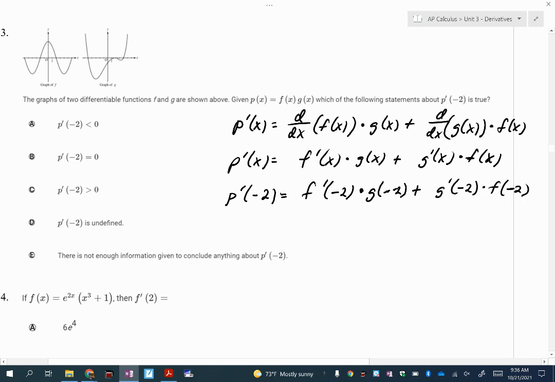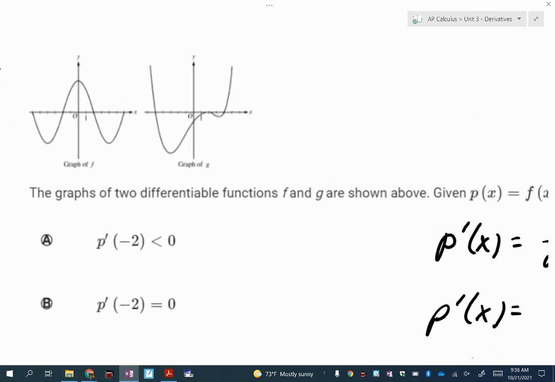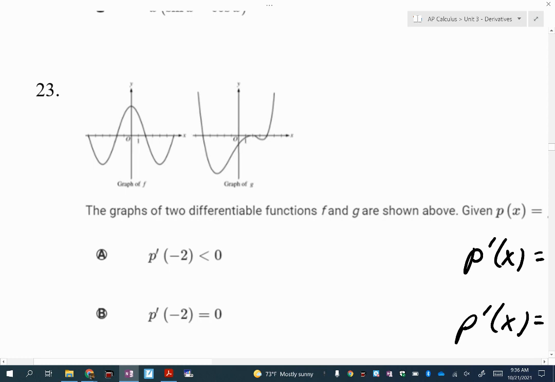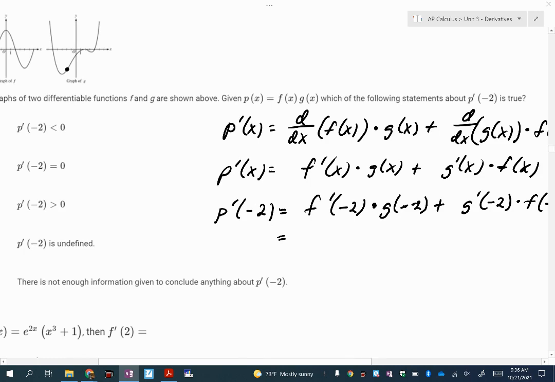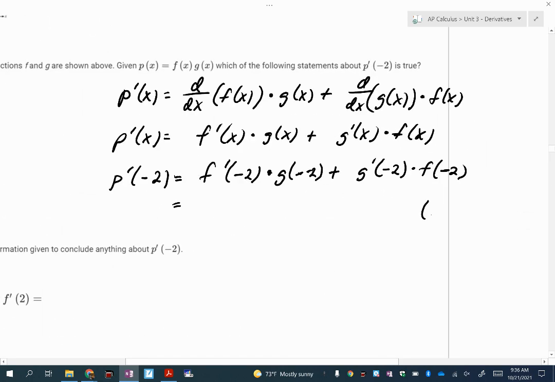Now, the ones that are the simplest to do are just the ones that are the regular functions, right? You'll notice we have the curves here. So f of negative 2 is right there, and g of negative 2 is down here. You can estimate that if you want. So that's easy enough to plug in. So f of negative 2 is going to end up being 0.